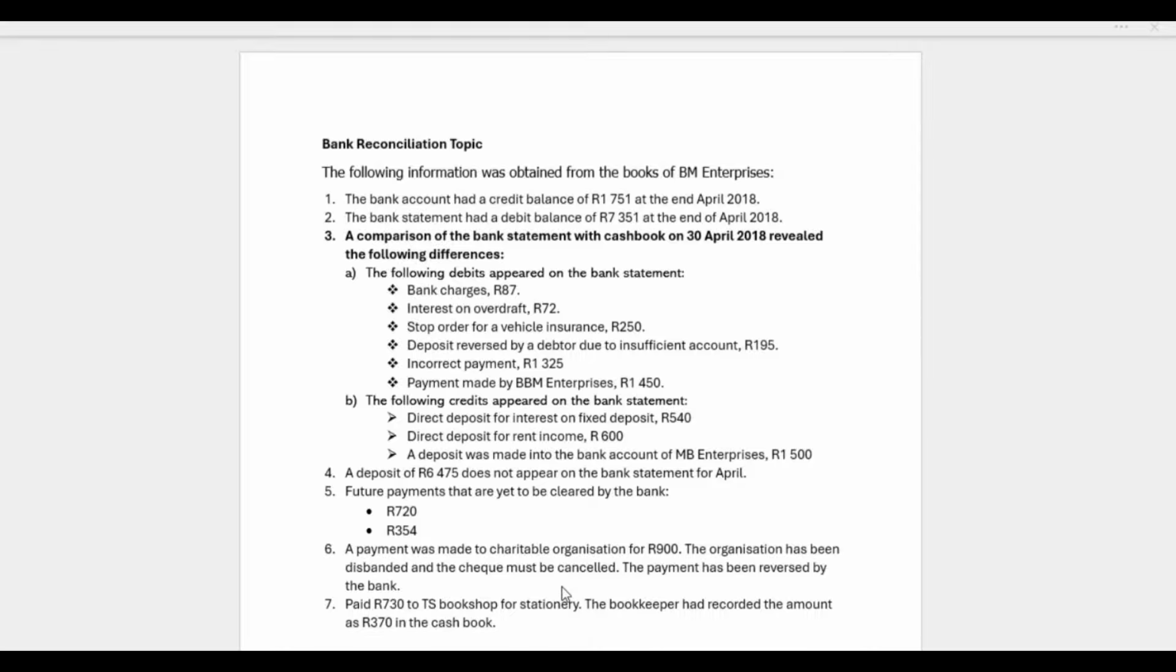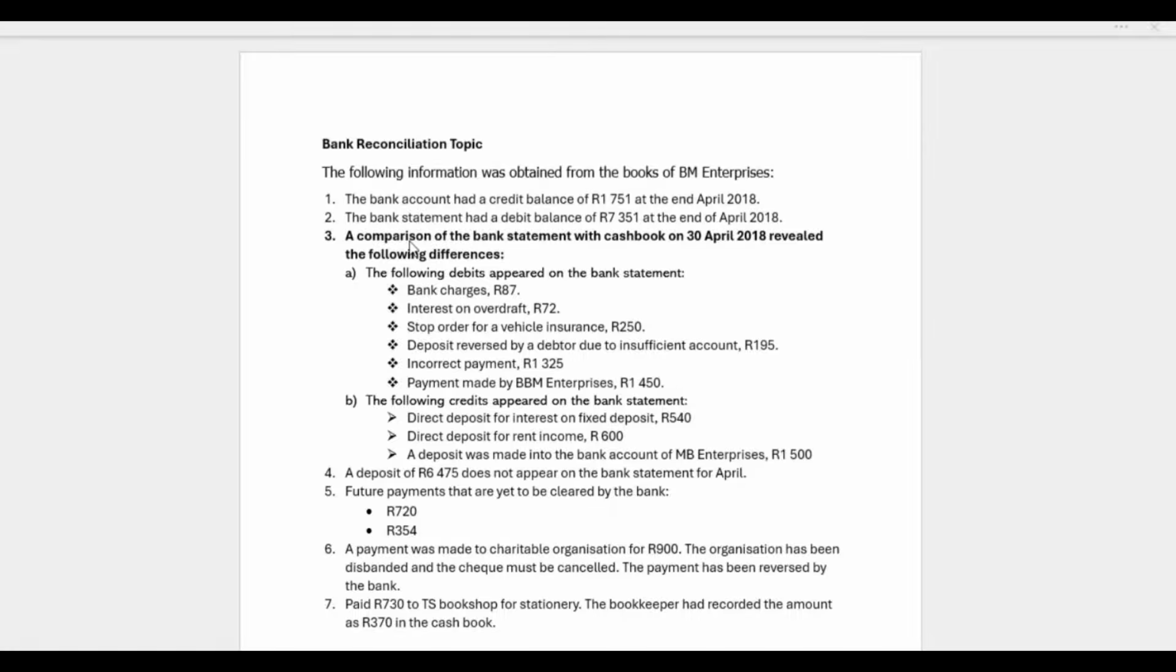Reconciling takes place according to the following steps: comparing the cash book with the bank statement, identifying the differences, adjusting the cash book or the bank account, and preparing the bank reconciliation statement. All right, so let's go to the question without any waste of time.